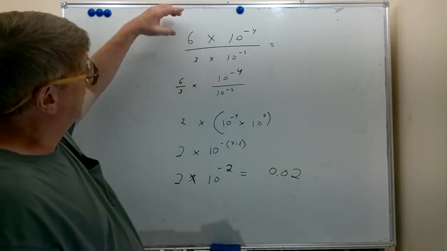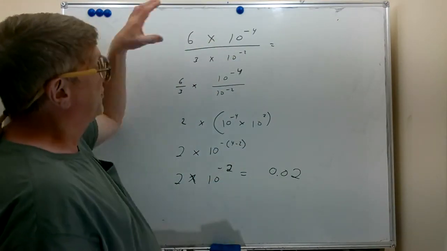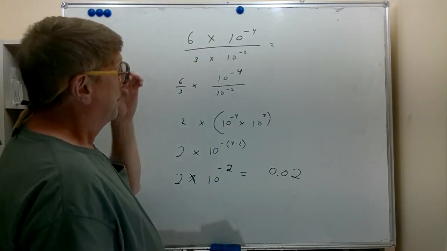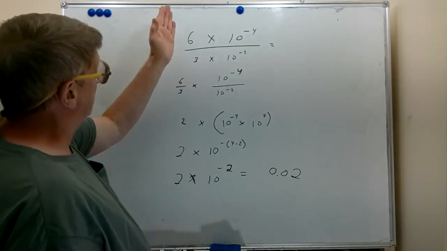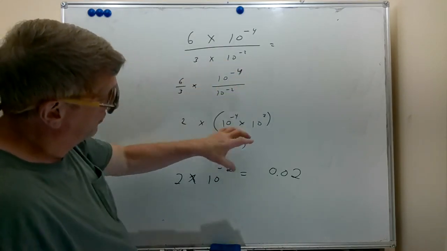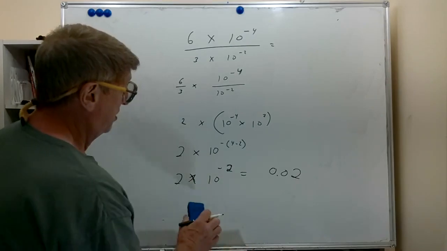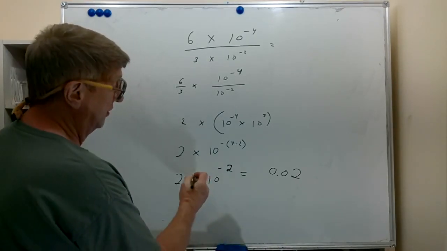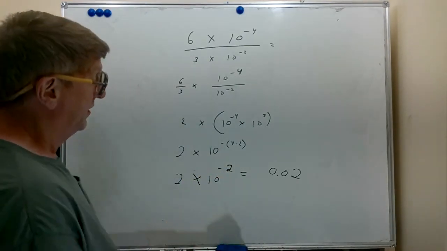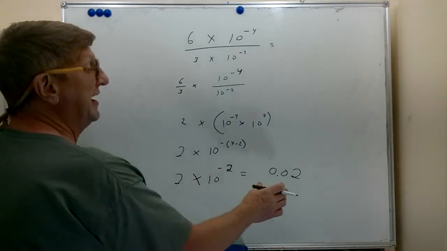So this expression here, this division of numbers times powers of 10, we did the number portion, we did the power of 10 portion separately, we got the result of the number portion, we got the result of the power of 10 portion, and then we converted the whole thing to a decimal.